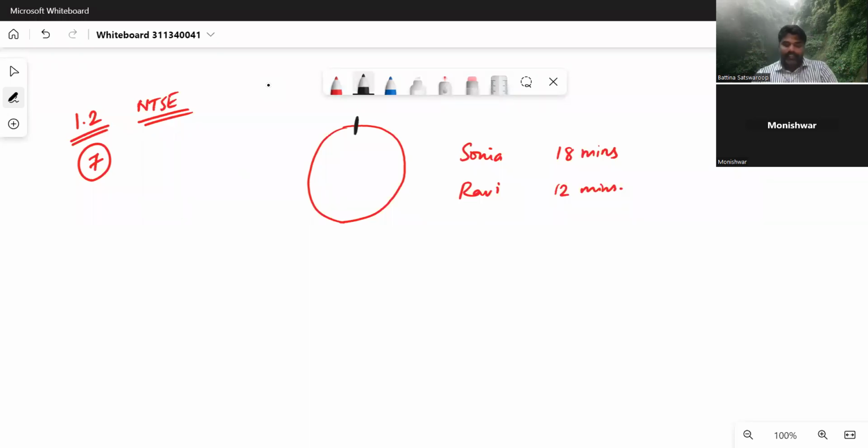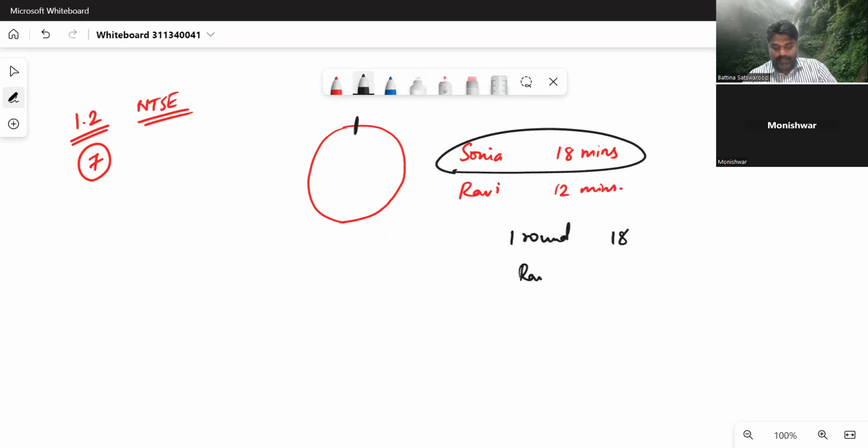So quite simple. What we need to understand here is Sonia will take 18 minutes to complete one round. Ravi will take 12 minutes to complete one round. Now, the second round will be completed by Sonia at 36 and Ravi will be completing 2 rounds in 24. And he will complete his third round by 36 and he will come back to that place and start his fourth round, and Sonia will start her third round at the same time. This you have to show in terms of mathematics. Basic knowledge is this thing, right?